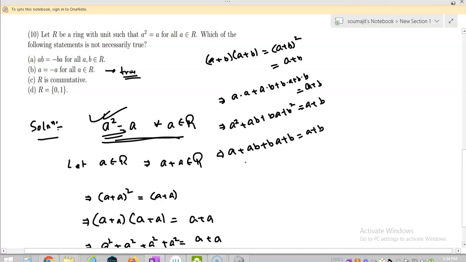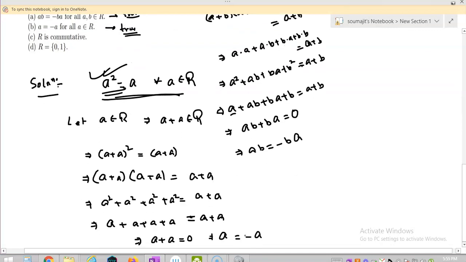Again using the left and right cancellation law, I am cancelling out A and B. So I am writing AB plus BA is equal to 0. So I can write AB is equal to minus BA. So again option A is true, and this is not our required option.